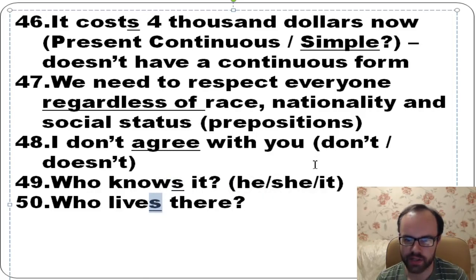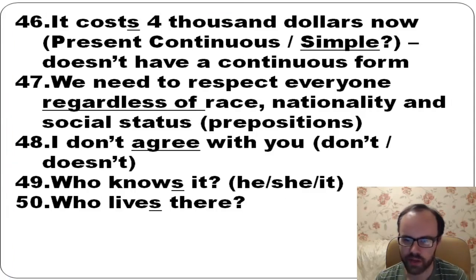Okay, let's revise it. So, it costs $4,000 now. Present continuous or present simple? Present simple. Because this verb doesn't have a continuous form. We need to respect everyone, regardless of race, nationality, and social status. Yeah, don't forget about prepositions. I don't agree with you. So, don't or doesn't. So we use don't with I. Who knows it? So if we have who, it means he, she, it. So we add s. Who lives there?